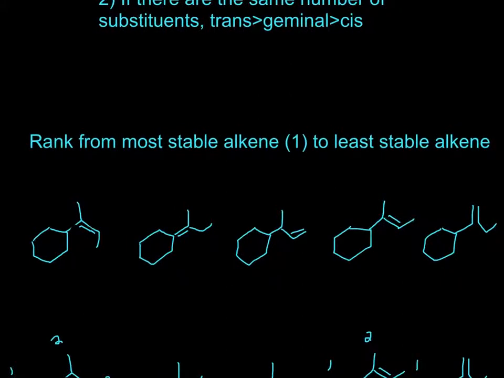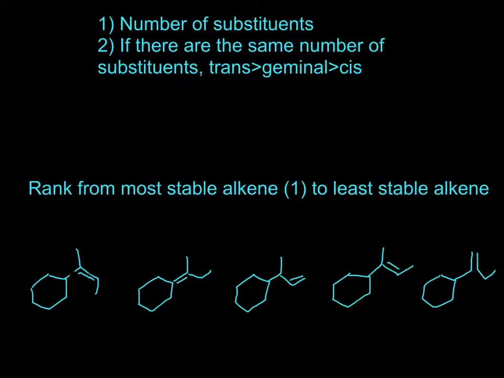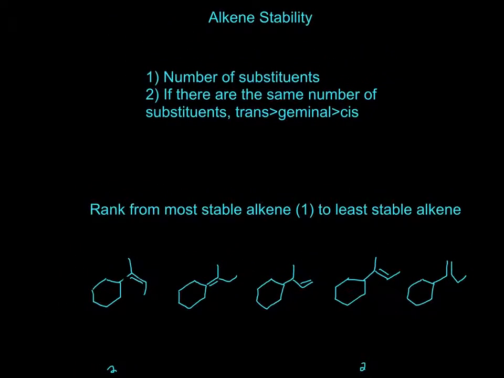So just rank the stability of the alkenes from 1 to 5, 1 being the most stable alkene. So try this out first, and then I'll explain it.